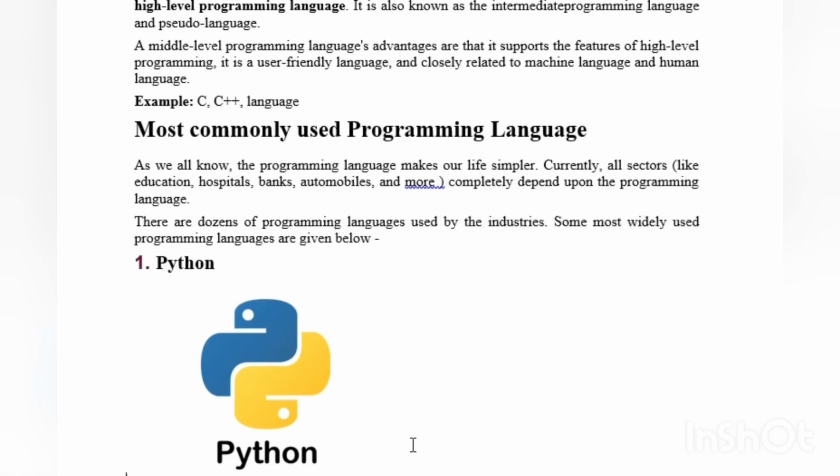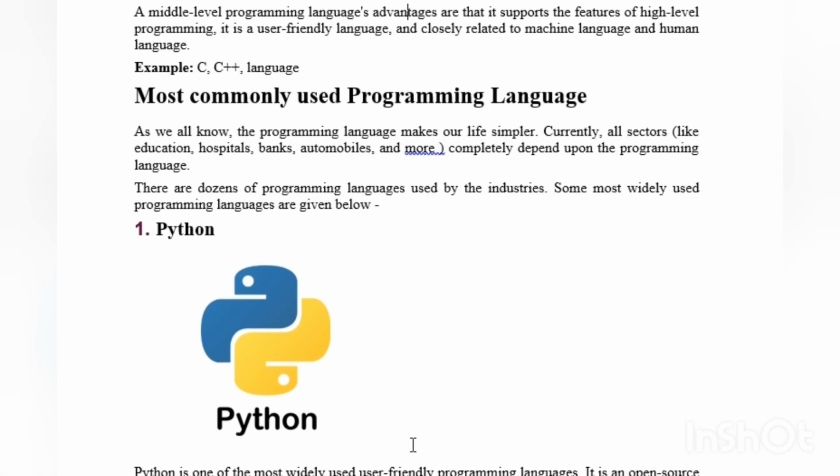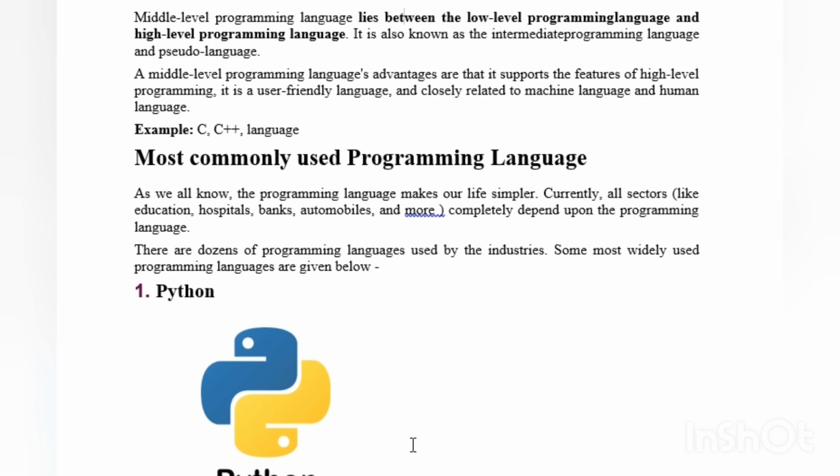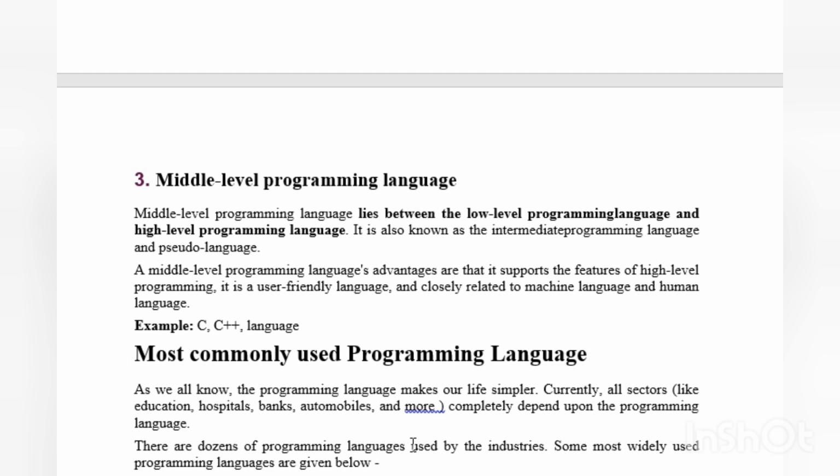Next we have middle level programming language. It lies between the low level programming language and high level programming language. It is also known as the intermediate programming language or the pseudocode language. Its advantages are it supports the features of high level language and is user friendly and closely related to machine level language and human language. For example, C, C++ languages.